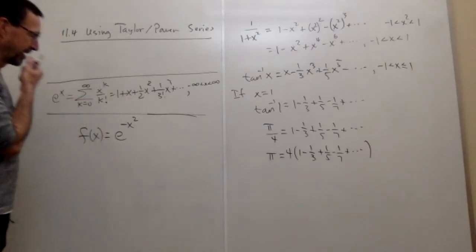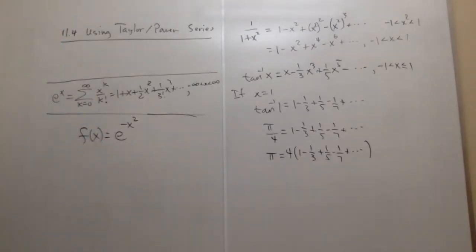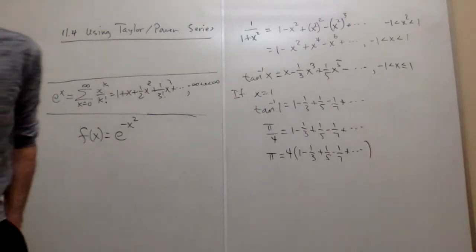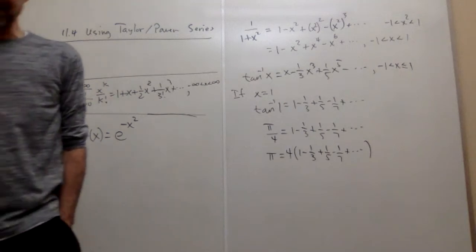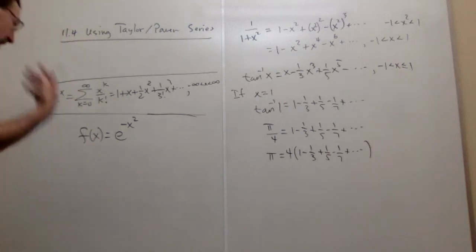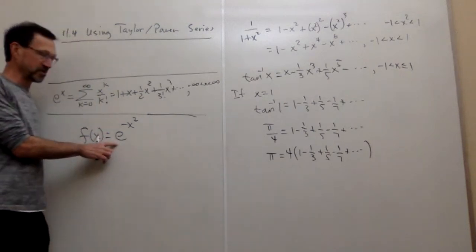This is the function. And in probability theory, we need to integrate it. That is, we need to find areas under the curve, because areas under the curve correspond to the probabilities of certain events happening. The trouble is, this is one of those functions.